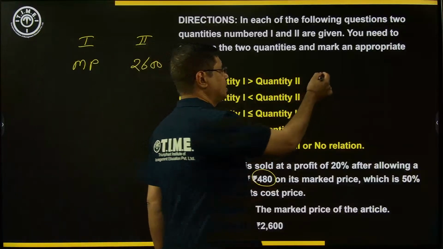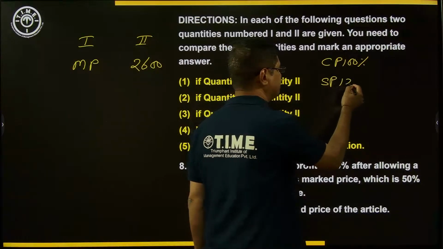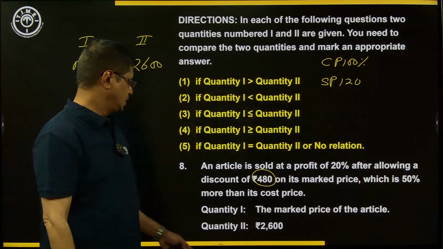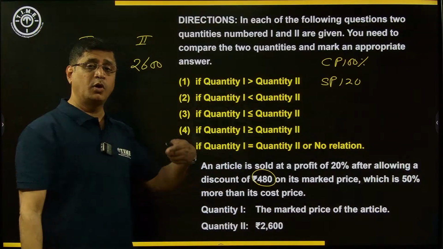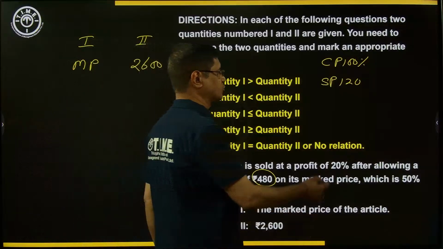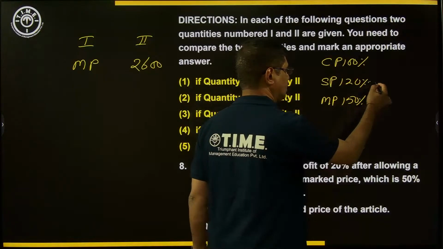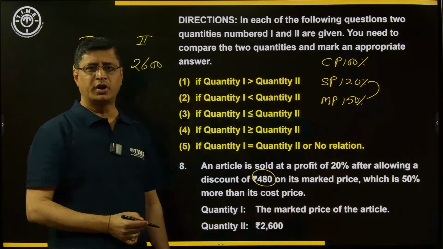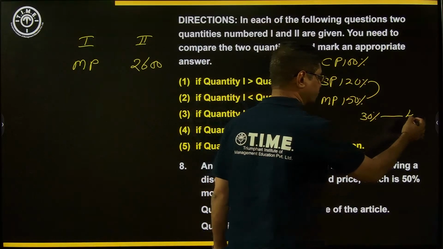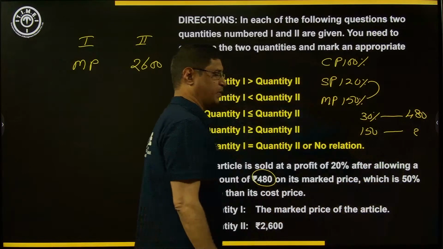Here, I am assuming the cost price as 100%. What about the profit? 20% is the profit, means selling price is equal to 120% of the cost price. And how much more it is marked above the cost price, which is 50% more than the cost price, means market price is equal to 150%. Now, discount offered is 480 rupees, which is 30%. 30% is the discount offered, which is equal to 480. Then find out the market price. Market price is equal to how much? 150%.